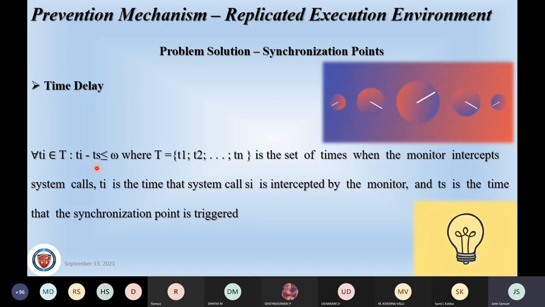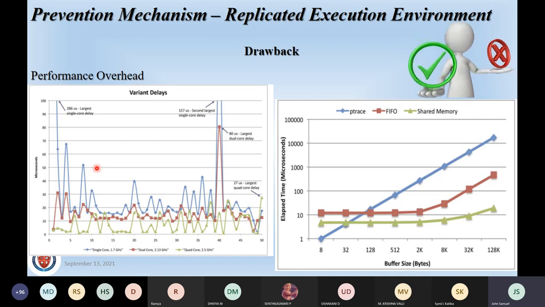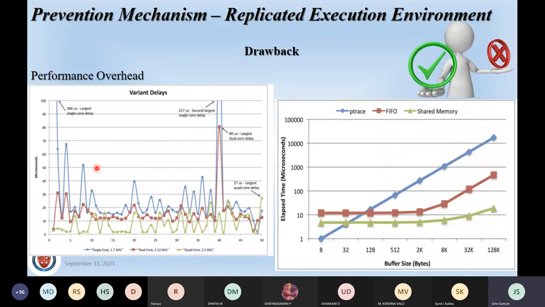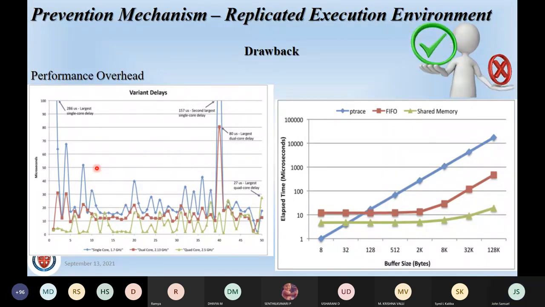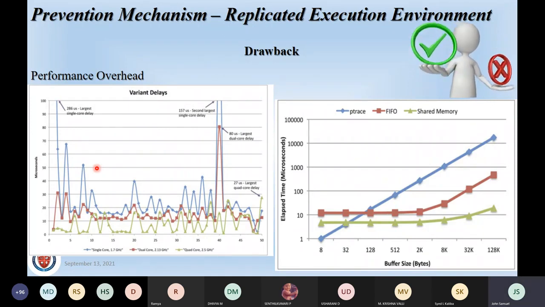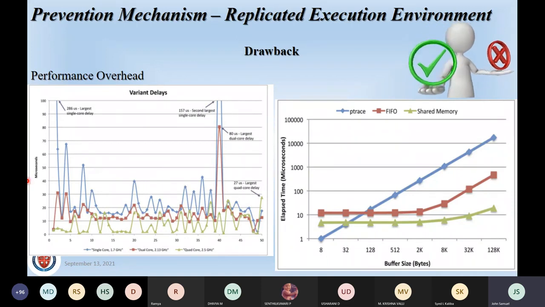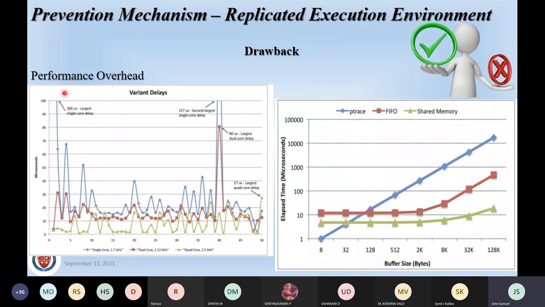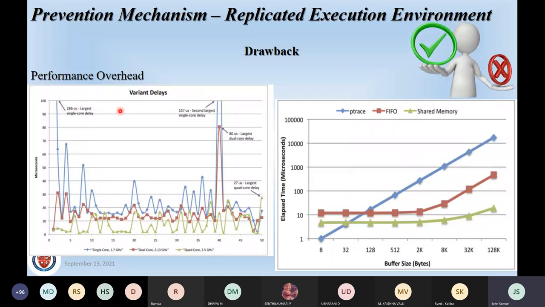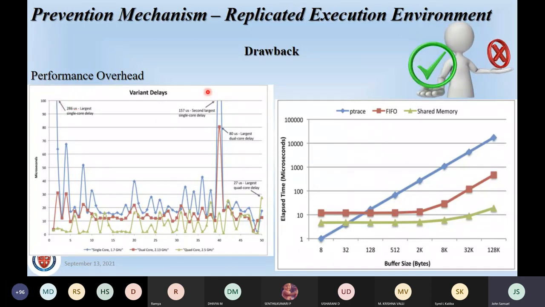But as I told, it also has some drawbacks. Here are some performance drawbacks which I found. I have shown a graph: single core, dual core, quad core, and how it handles the variants. In a single-core processor, we are not going to execute this replicated environment, because if two variants execute a system call, the performance goes up to 100%. So the system will hang.